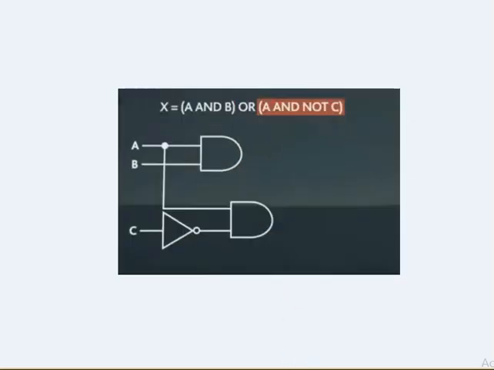Then A and not C. Right. The other side branch is A and not C, no? So here you don't need to put A separately. From here itself you can link, no? A, and you input C to a NOT gate, then you get not C. Right. Now both side expressions we have implemented in the circuit, no?